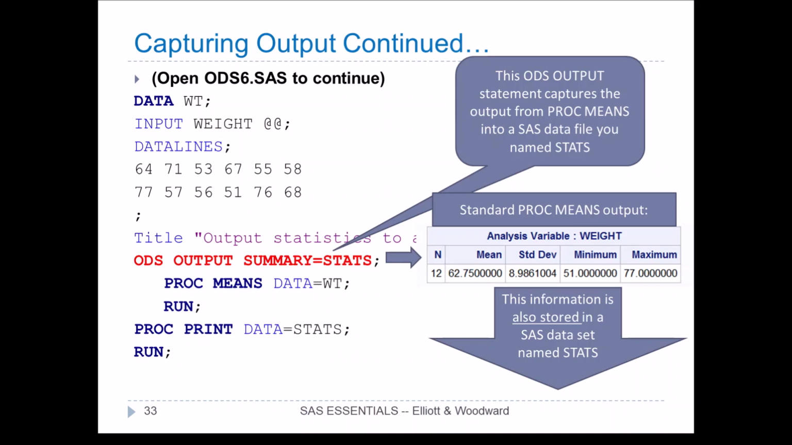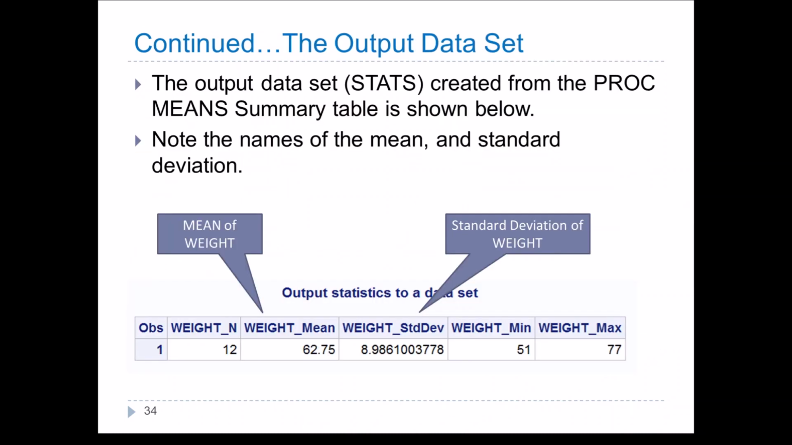So here we see the output as it appears on the screen, where we have the variables or statistics for the variable weight: n, mean, standard deviation, and so on. Now let's look at what it created on the hard drive. In this case, it created a SAS data set with that same information formatted a little differently. It's all in one record. And again, this is a SAS data set called stats.